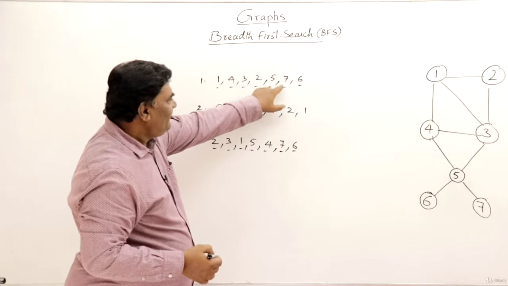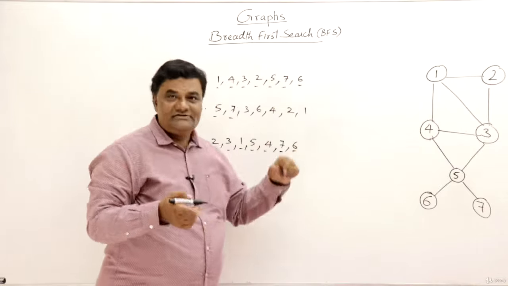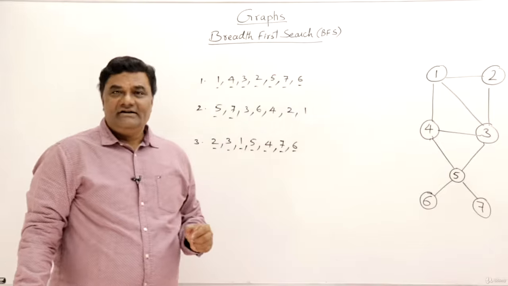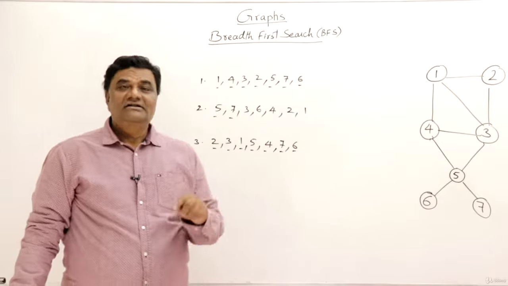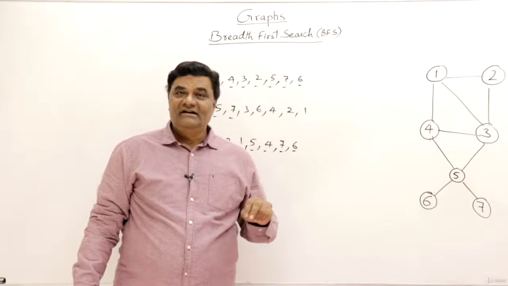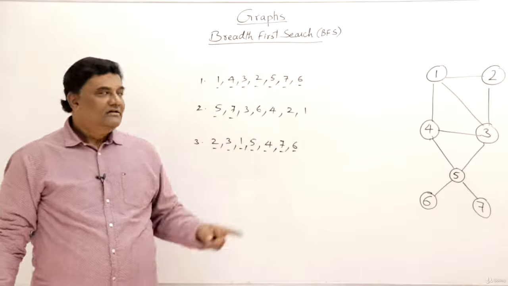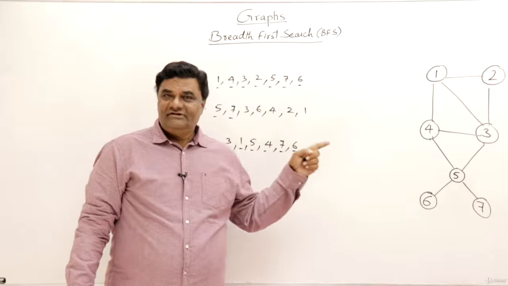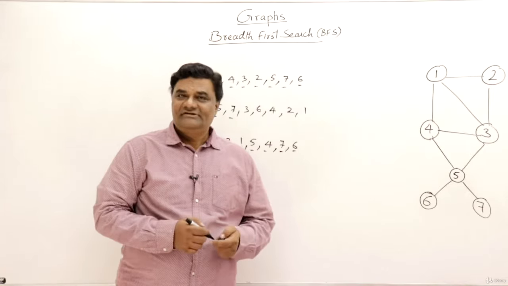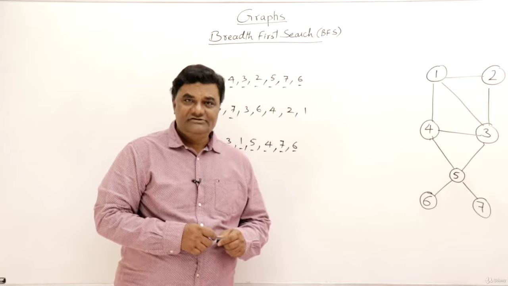So 1, 4, 3, 2, 5, 7, 6 is a correct breadth first search. 5, 7, 3, 6, 4, 2, 1 is also correct. Even 2, 3, 1, 5, 4, 7, 6 is also correct. The differences are that the starting vertex is sometimes different, and the order in which the vertices are explored or visited is also changing. So all these are valid breadth first searches for this graph. So that's all about breadth first search. Next video we'll look at an algorithm for breadth first search.